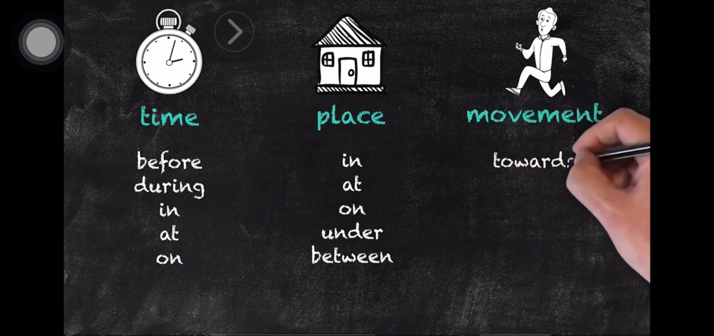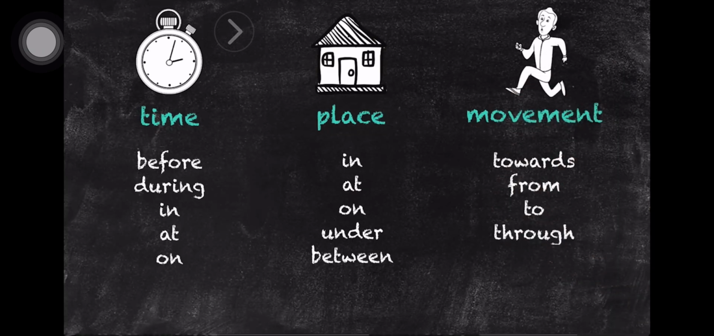Then we have our prepositions of movement. These show movement towards, from, to, or through. I could say, he walked through the park. I'm relating the park to the rest of the sentence.